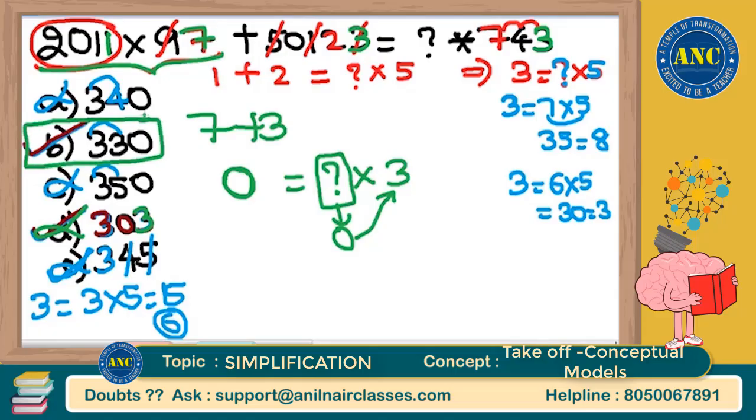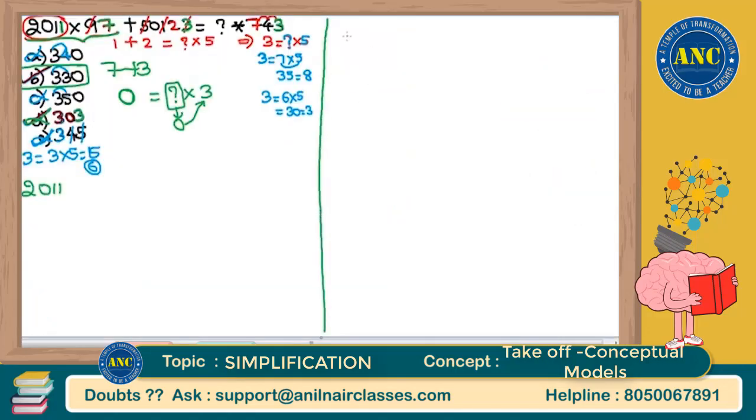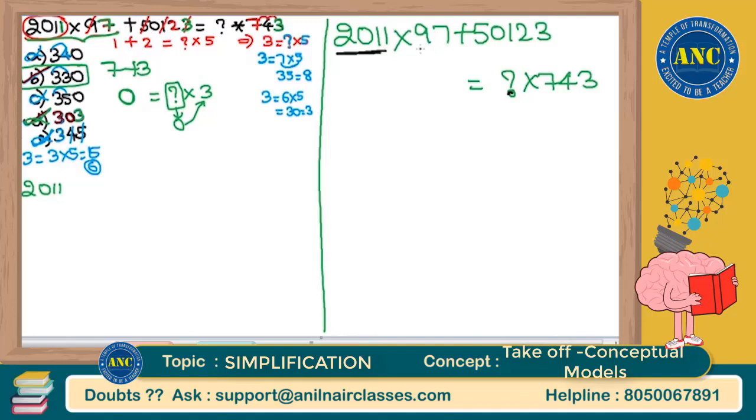If there are multiple options which have the same digital sum, I will not be able to switch every time. 2011 into 97 plus 50123 is equal to question mark into 743. Let me use the concept that Satish Kumar is suggesting, the odd and even concept. 2011 is an odd number into an odd number, this will give me an odd number, plus 50123 is an odd number, so the left hand side is odd plus odd, which is even.